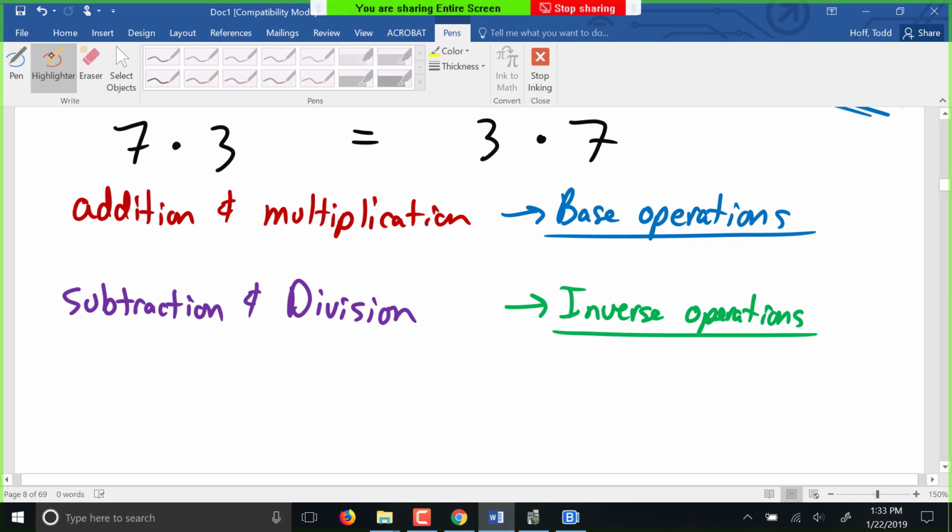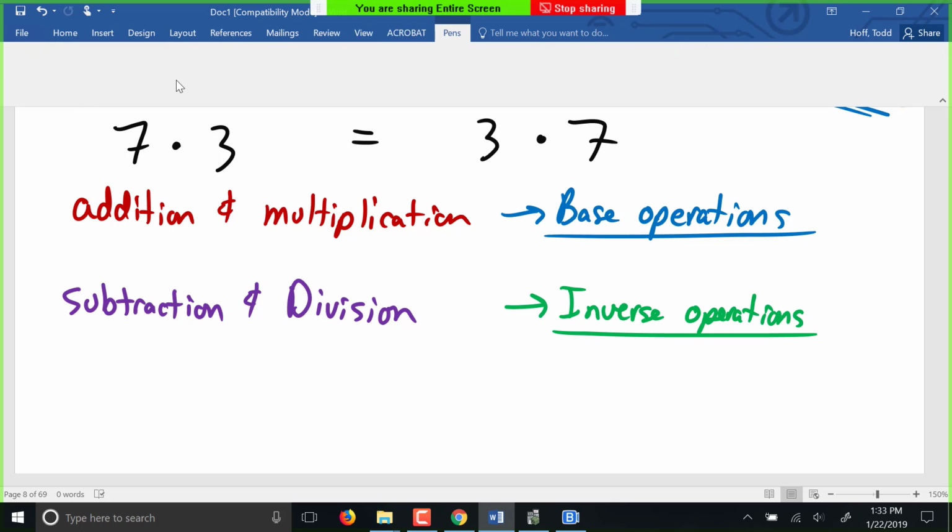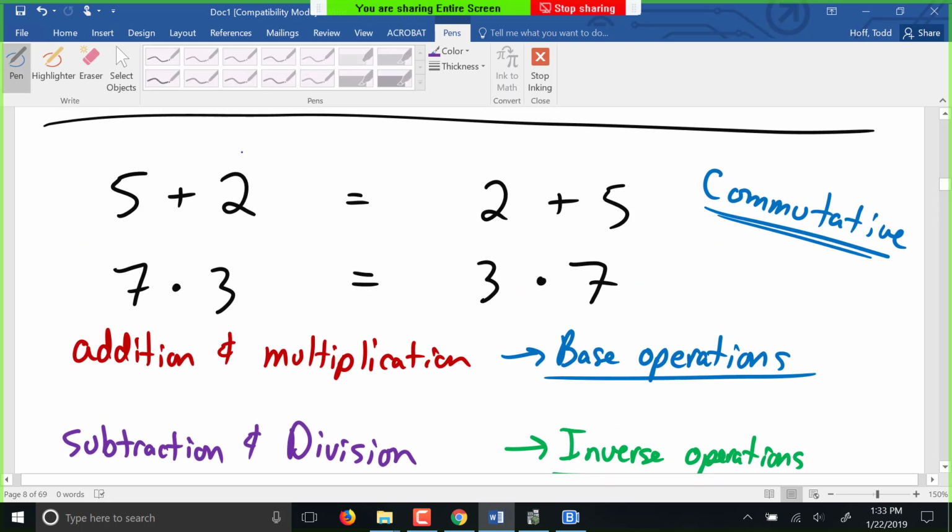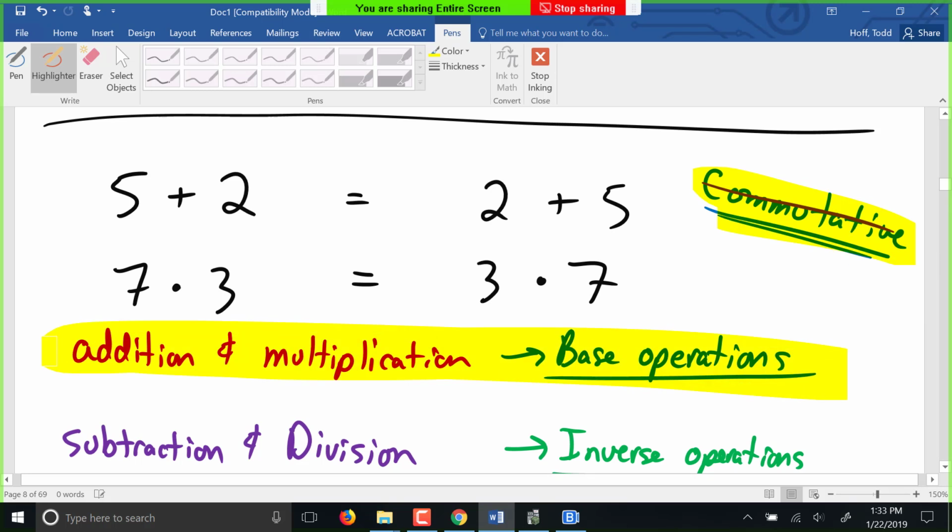Our properties of numbers, the one that we saw here being commutative, our properties of numbers only apply to our base operations. They do not apply to those inverse operations.